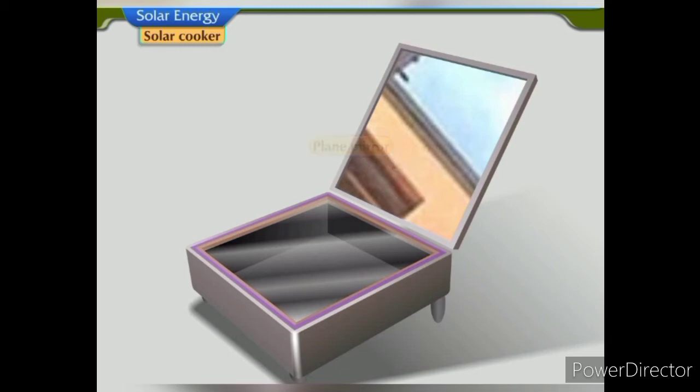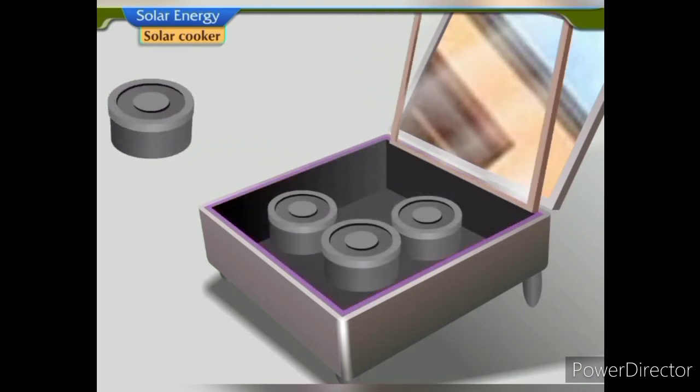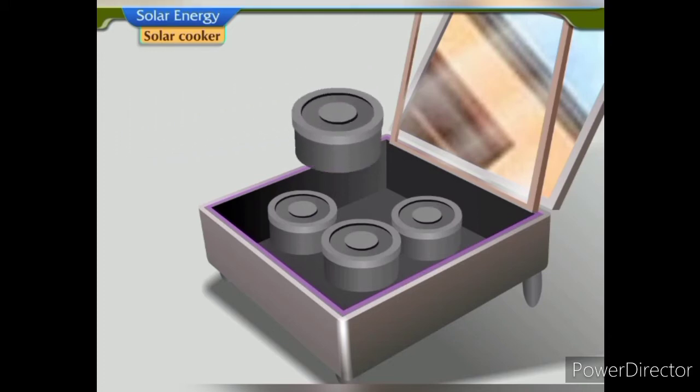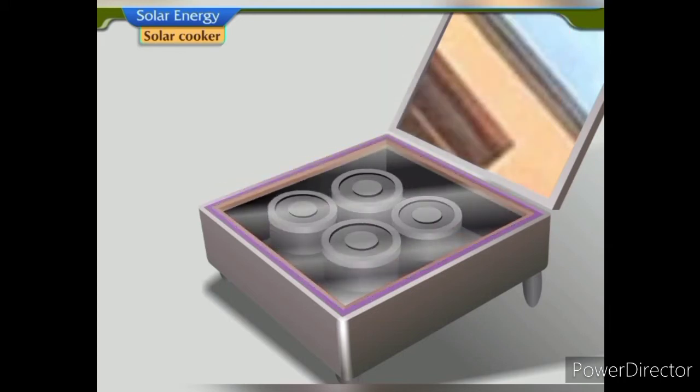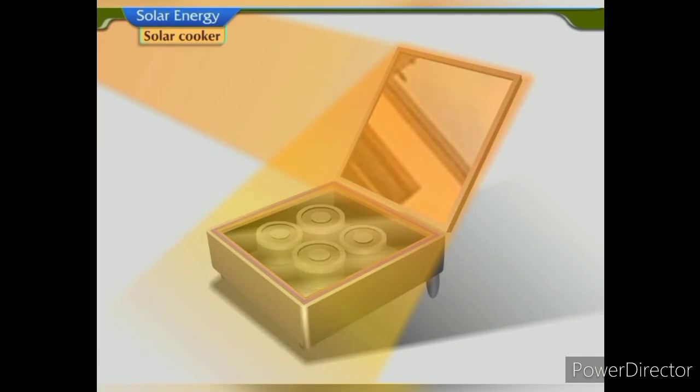The food to be cooked is kept in shallow vessels or metal cooking pots. The outer surface of the cooking vessel is also painted black. Then it is kept inside the box. The mirror is adjusted in such a way that maximum radiation is reflected into the enclosure.